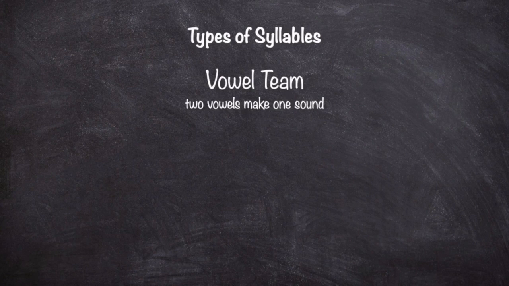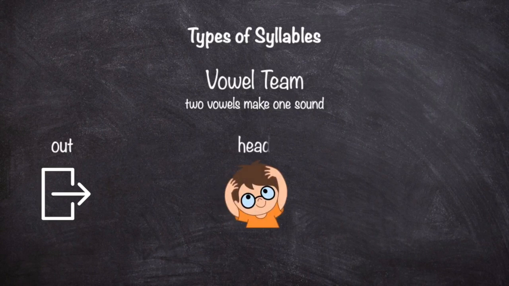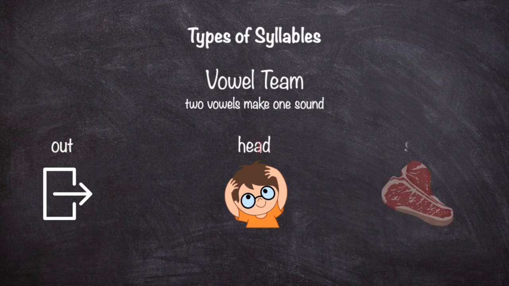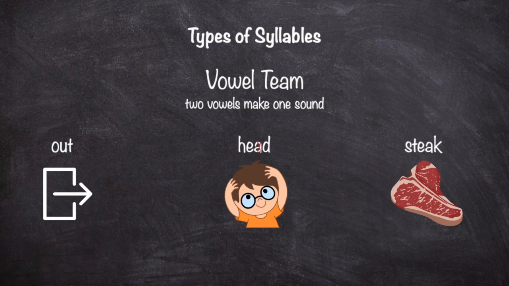Now with vowel team syllables, just because you have two vowels together, the first vowel will not always say its name, as in the word out, O-U, it's saying ow. Or head. Even though you have E and A, the E is making the short E sound, eh. And in the word steak, you actually hear the long A sound.